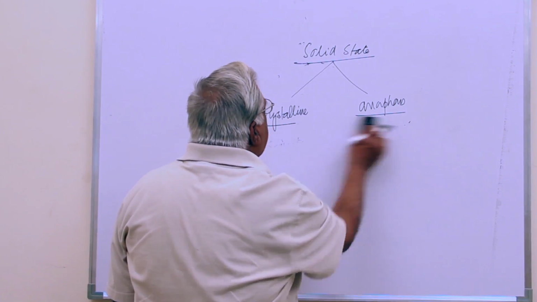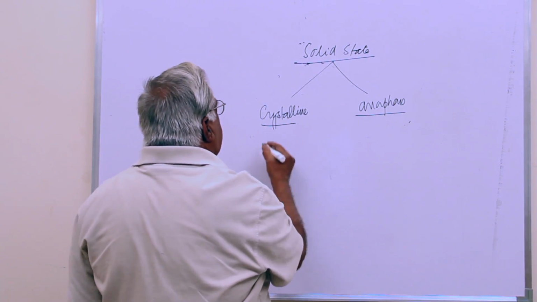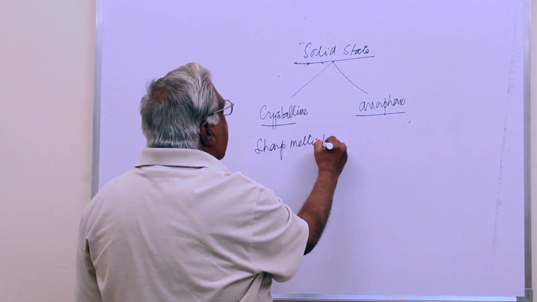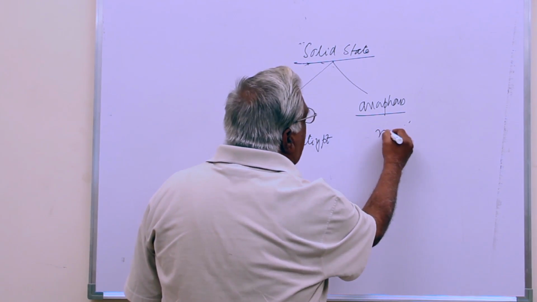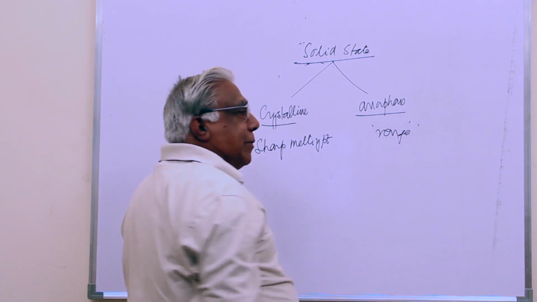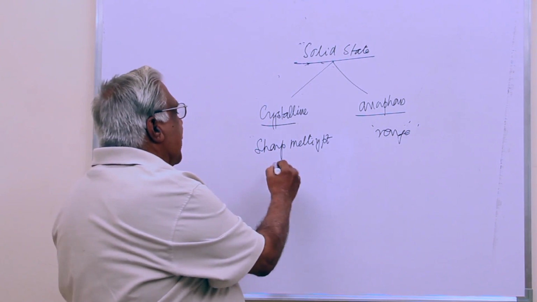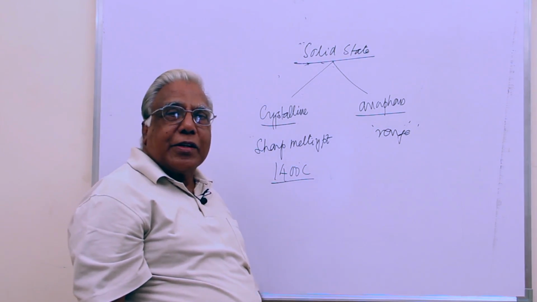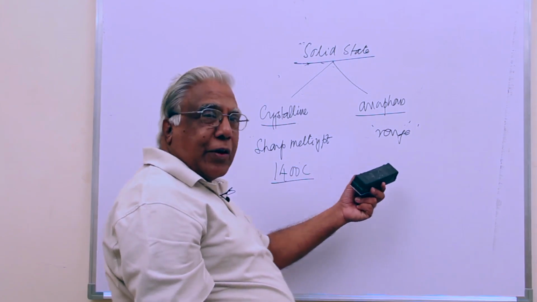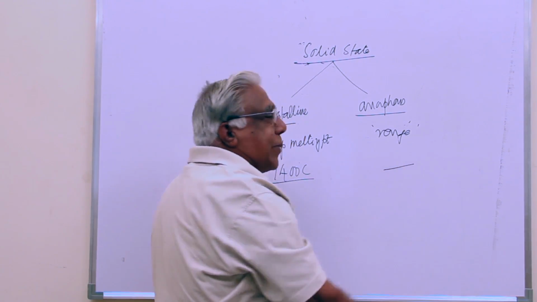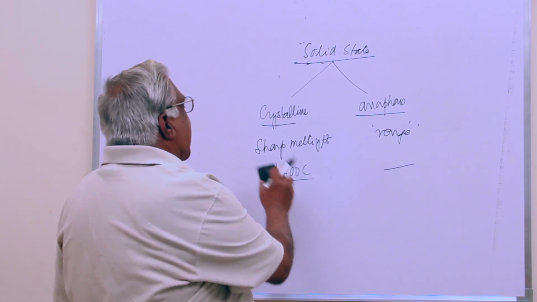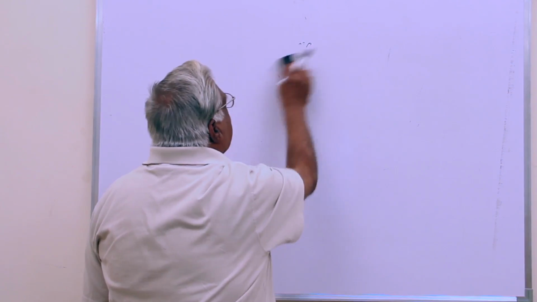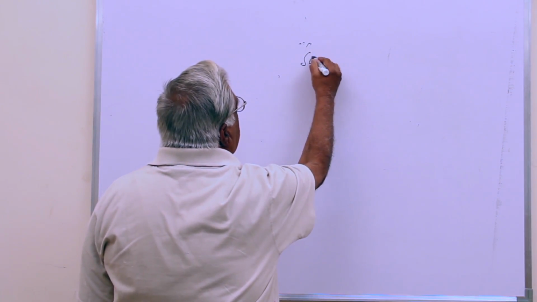The major difference between them is that crystalline solids are characterized by a sharp melting point. Amorphous solids melt over a range of temperature. If you take solid sodium chloride, it sharply melts at 1400 degrees centigrade, whereas if you take glass or rubber, it melts over a range of temperature. That is the major difference between a crystalline solid and an amorphous solid. We are going to concentrate only on the crystalline solids.